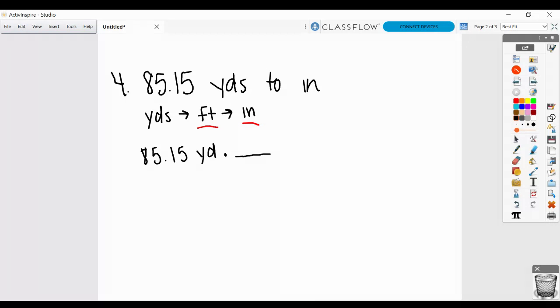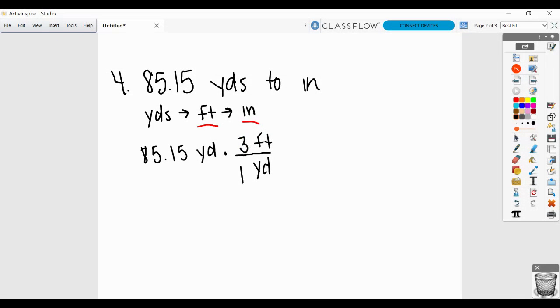Make your fraction bar there. You want to go yards to feet. So yards needs to cancel out. So yards needs to be on the bottom. And then feet in the numerator. And there are 3 feet in 1 yard. Okay, then again, you want to go from feet to inches. So feet can cancel out. And you want to end up with inches. So there are 12 inches in 1 foot.